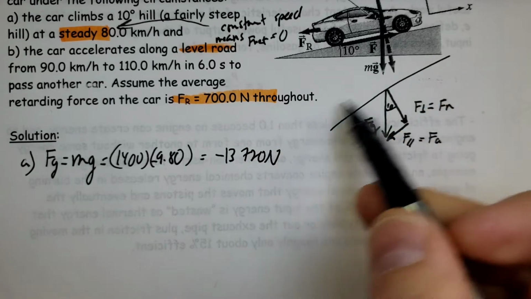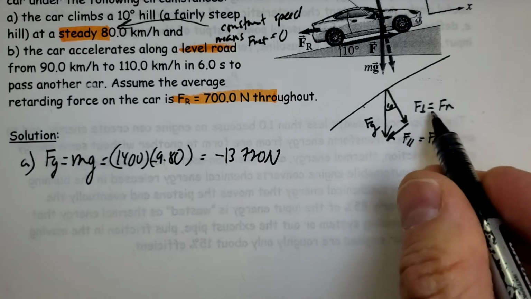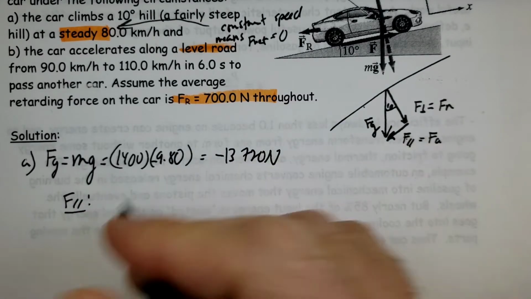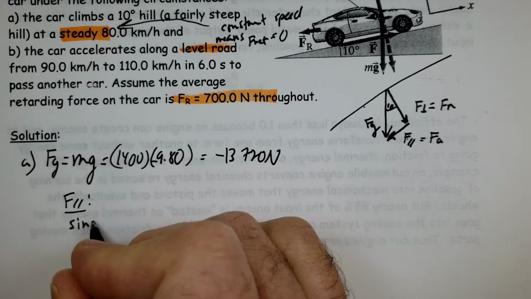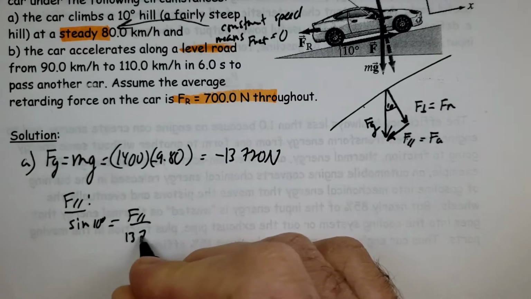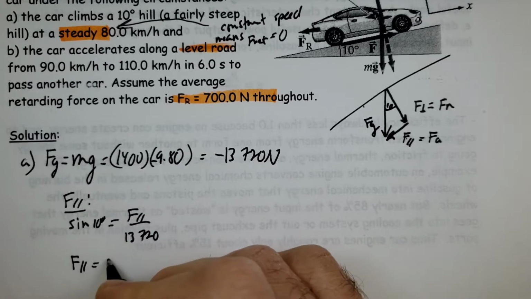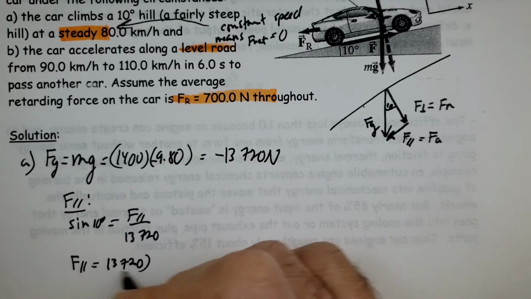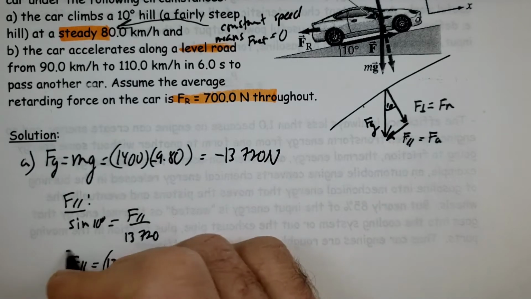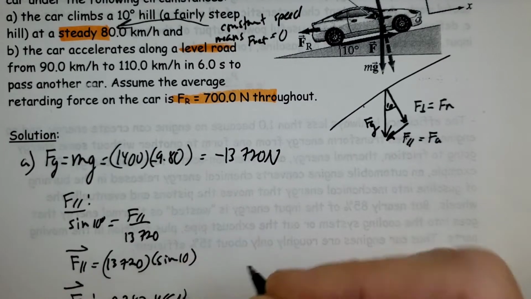This, of course, is a 10-degree incline, which makes that triangle there 10 degrees. So we can find F parallel, and we can find F perpendicular. F parallel, of course, is the opposite side. So that's sine equals F parallel over Fg. Now don't worry about using the negative, just use the magnitude. So 13,720 multiplied by sine of 10. That's going to give us for F parallel 2,382.45 newtons. Let's leave it like that for now.